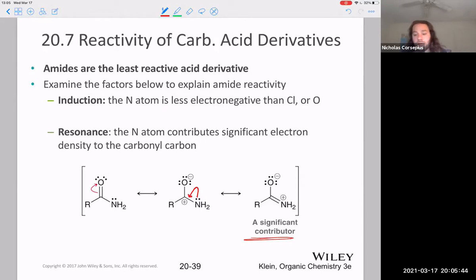And all of the carboxylic acid derivatives that have oxygen sit in the middle, right? Oxygen is electronegative, so that's going to help with the induction side of things, increasing electrophilicity, but it also has those electrons that it can donate through resonance, so decreasing electrophilicity. So there's going to be a balance there, which is why it fits in the middle.